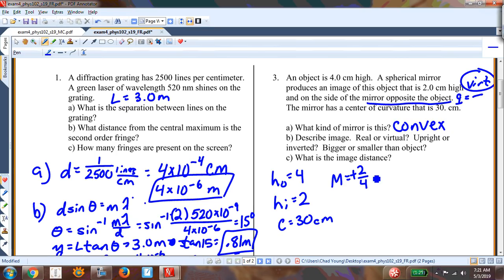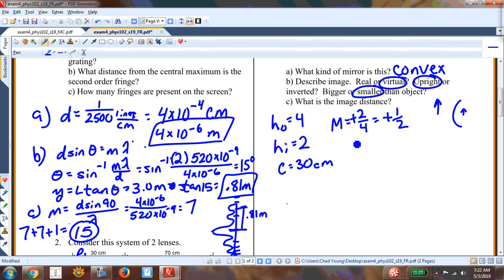The reason is because the magnification is positive 1/2. And in that mirror, my object is here, my image is here. That is a convex mirror. And then also wrapped up in this, is it real or virtual? It is virtual. It is upright and it is smaller than the object. Now I want to know what is the image distance.